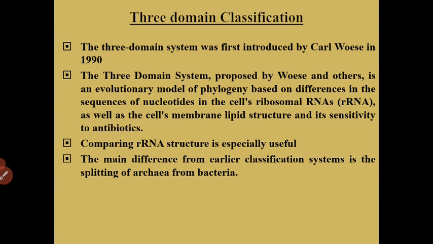One more thing. The main difference from earlier classification systems is the splitting of archaea from bacteria. And so, the three domains of the Carl Woese classification system include archaea, bacteria, and eukaryote, and kingdoms.